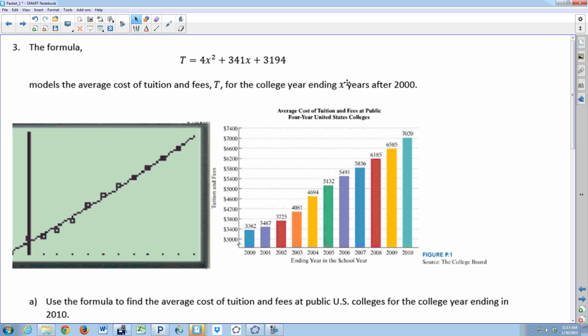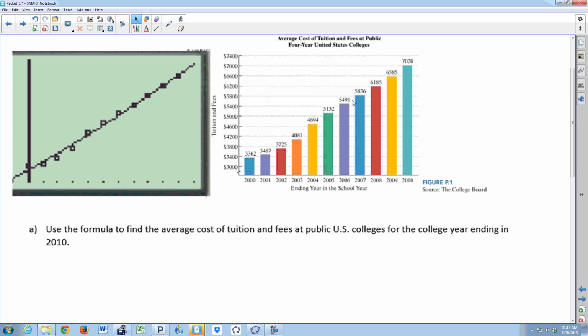So if x is representing the number of years after 2000, what would be the x coordinate for this point right there, the year 2000? What would I use for x to describe the year 2000 if it's the number of years after 2000? What number? 0. So that's why I think they didn't put that little squiggly mark there, because they knew that with their modeling they were defining it as the year 0.